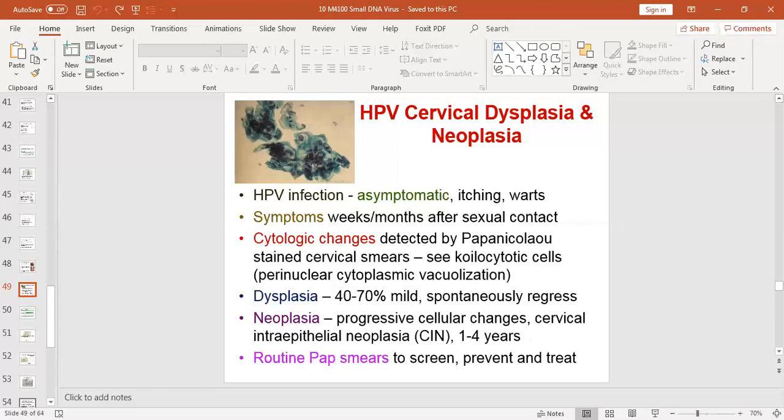And the neoplastic changes will take a little bit longer, 1 to 4 years. Therefore, it is highly recommended for females to do routine pap smears. Routine pap smears are not only for screening, but more importantly, for prevention, and even more important, for the treatment in the case that there is an underlying disease going on.